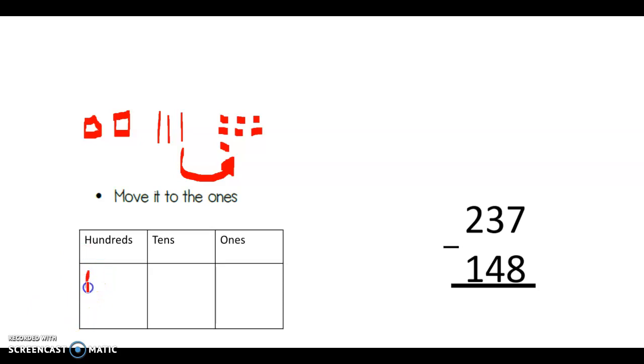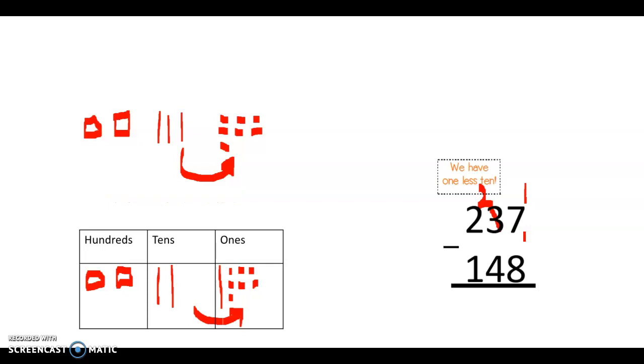So I have to move it to the ones. So there's my 200. All right, so now I have 2 tens because remember, I have moved one of my tens over to the ones place. So now I have a 10 over here with my 7 ones. So here is my 10 I've moved over to my ones place. So we have 1 less 10 because we moved it over.